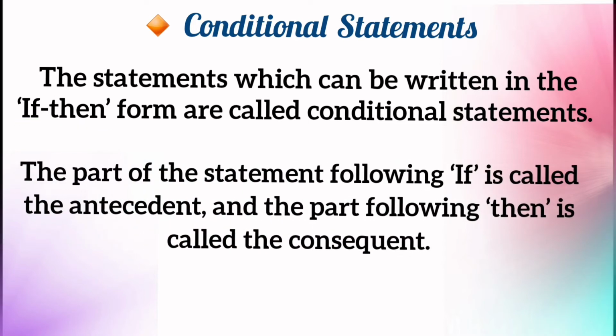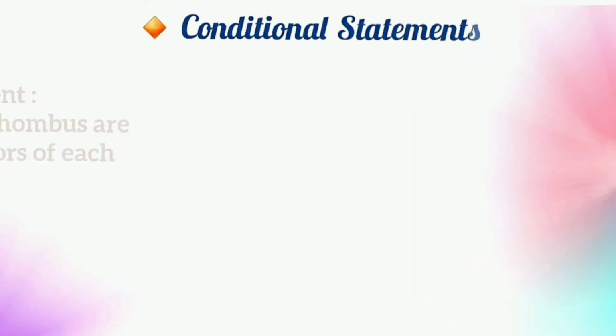The part of the statement following if is called the antecedent, and the part following then is called the consequent. These statements have two parts, the part having the word if and the part having the word then. The part which has if is called the antecedent and the part which has then is called the consequent. So let's see an example for understanding this in a better way. So here one example is given.